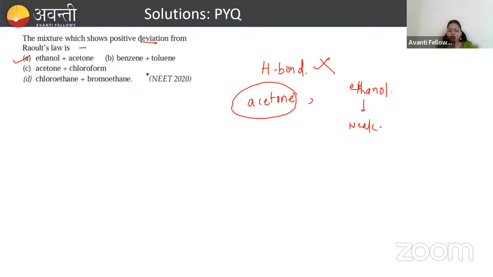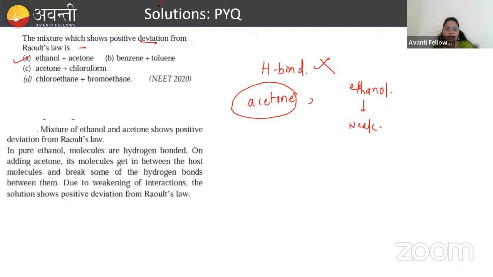And so the solution shows positive deviation. That's why the answer is ethanol plus acetone, right? Do you get the idea? Yeah. Next.